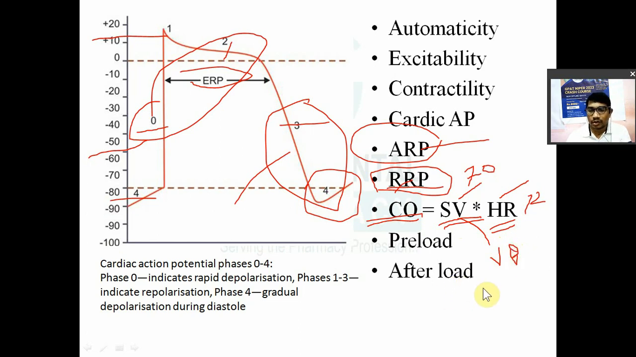Now what happens in congestive cardiac failure? Either there is a myocardial infarction, because of which the myocardial muscle is dead or damaged, or there is long-term hypertension, or thyrotoxicosis, or decreased sympathetic outflow or increased vagal tone. Either there is increased preload or increased afterload.